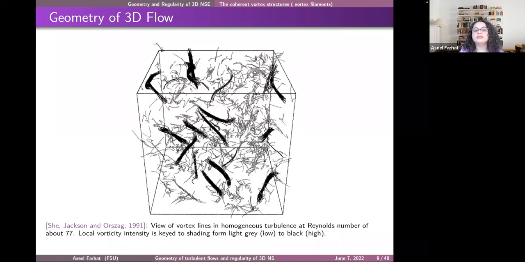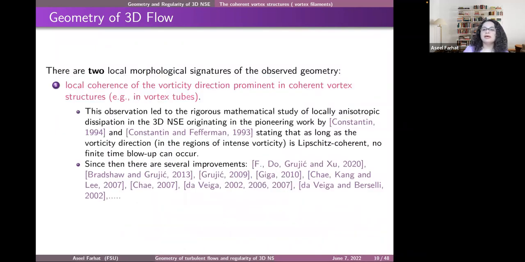Another feature is that these thick black tubes don't cover the whole domain. They cover a small subset of the domain, and that's what we call sparse or intermittent. They're not everywhere in the domain. These two features that come from this picture initiated some works in the community, starting with the pioneering work of Constantin and Fefferman in the early 90s.